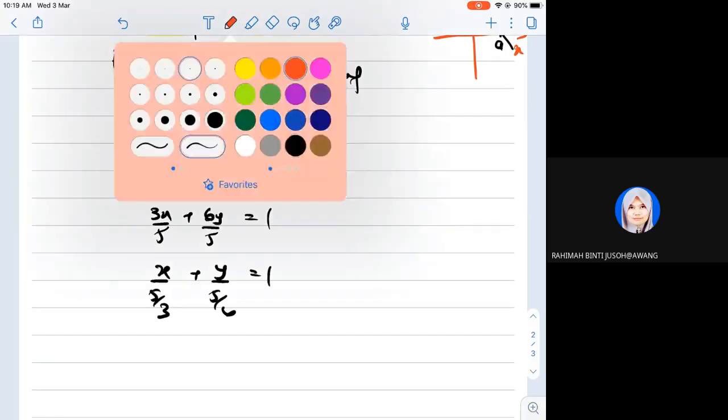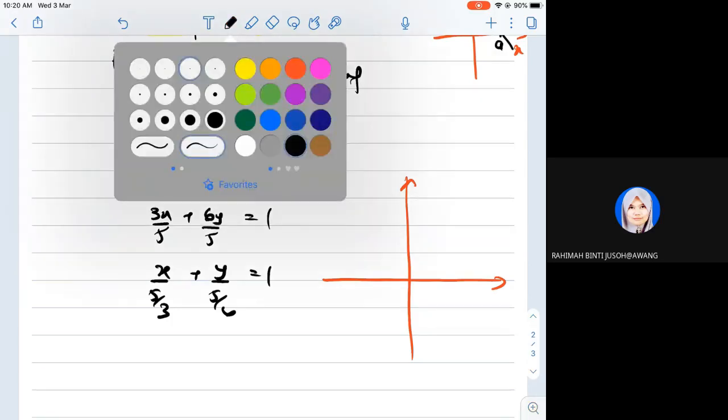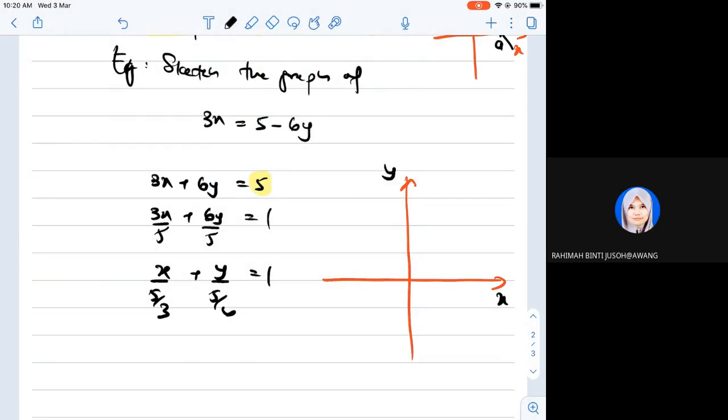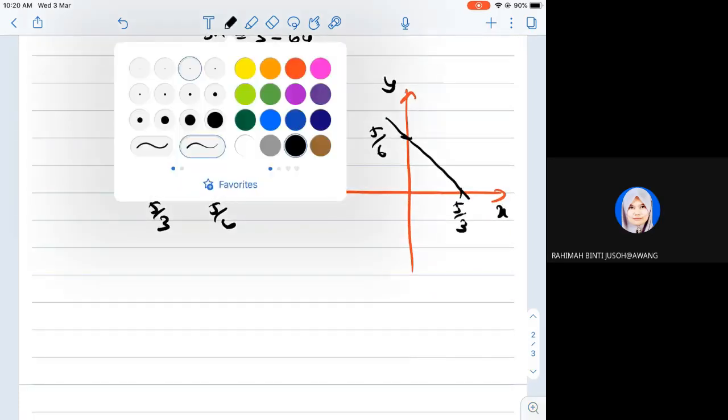Okay, so therefore the graph should be like this. X, y. So x is 5 over 3, y equals to 5 over 6. Dah jadi macam ni. So that's the straight line. Jangan saya setebal sangat pula saya punya pen.